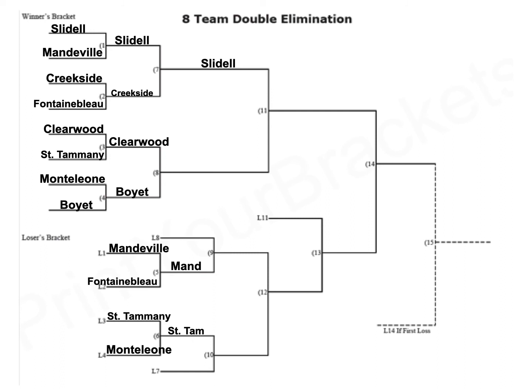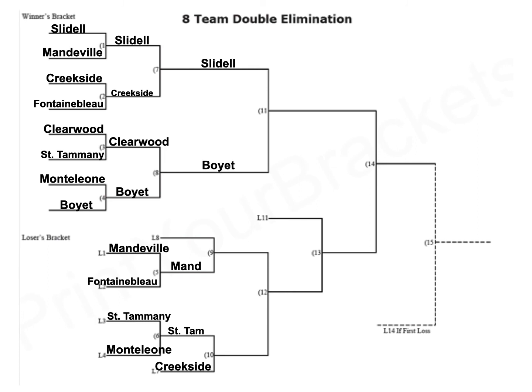Now when Creekside goes down to the losers bracket, they're now going to go from the top of the winners bracket to the bottom of the losers bracket. They're going to flip. This way they won't play a team that they have already played in the tournament. For example, Clearwood is going to play Boyette.